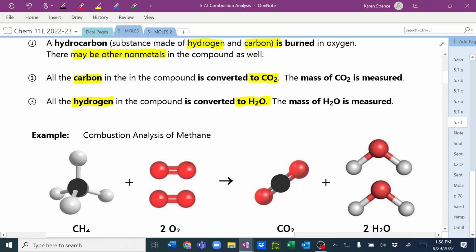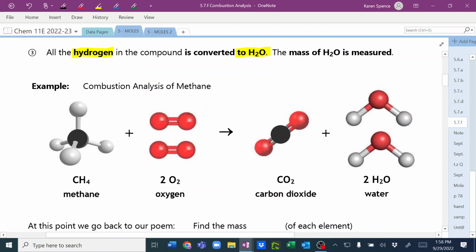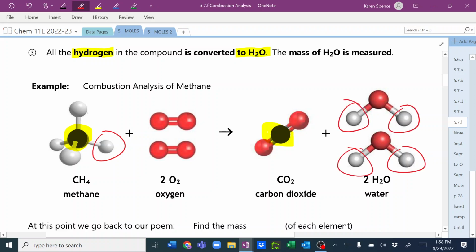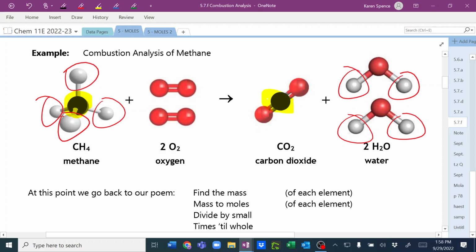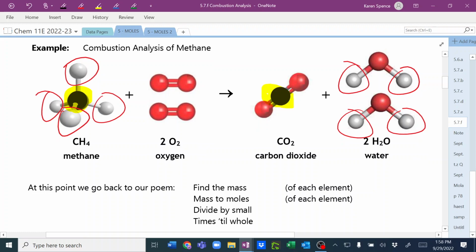Okay, so here we go. We have our methane, for example, and you'll notice our carbon has gone into carbon dioxide, yes, and our hydrogens have gone into the water, right? We started with 4 hydrogens and we finished with 4 hydrogens. And at this point, we go back to our poem, yes? Find the mass of each element. And then we do mass to moles, divide by small, times to whole, la, la, la.